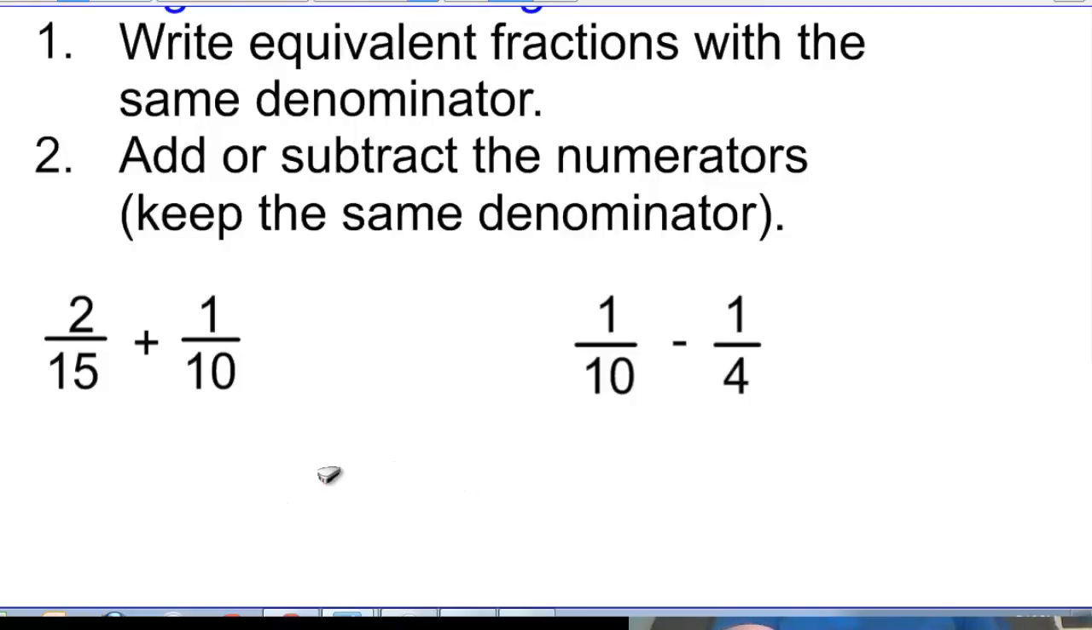Okay, now we're going to do the same thing when we subtract. We're going to look for a common denominator and use the least common multiple of 10 and 4. And then we're going to change those two fractions so they have the same denominator. Pause the video now and try to do this subtraction problem on your own.